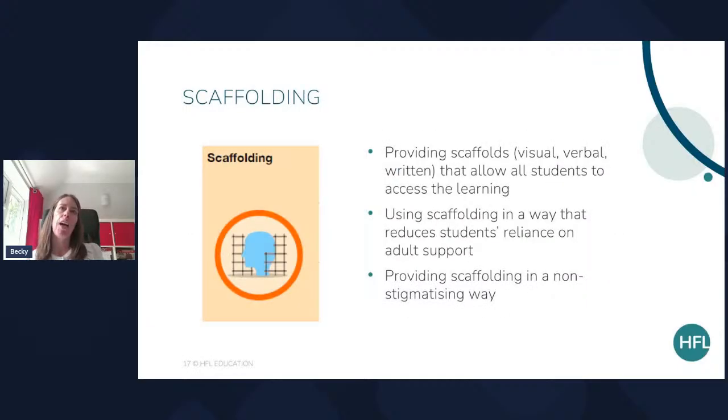We've then got scaffolding, and this is very much a focus within lots of schools that we've worked in. It's certainly that starting point. And within the EEF, they say that providing scaffolds allow all students to access the learning. So they focus specifically on visual, verbal, written. And this is really useful for teachers just to think, right, what are my visual scaffolds that I've got in my toolbox? What are my verbal scaffolds? What are my written? So using scaffolding as well in a way that reduces students' reliance on adult support and making sure that it's in a non-stigmatizing way.